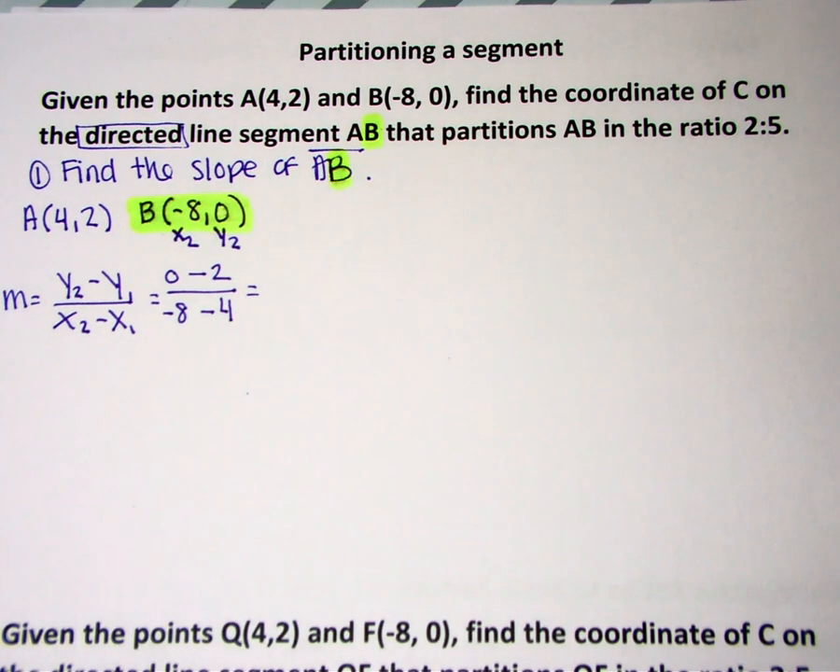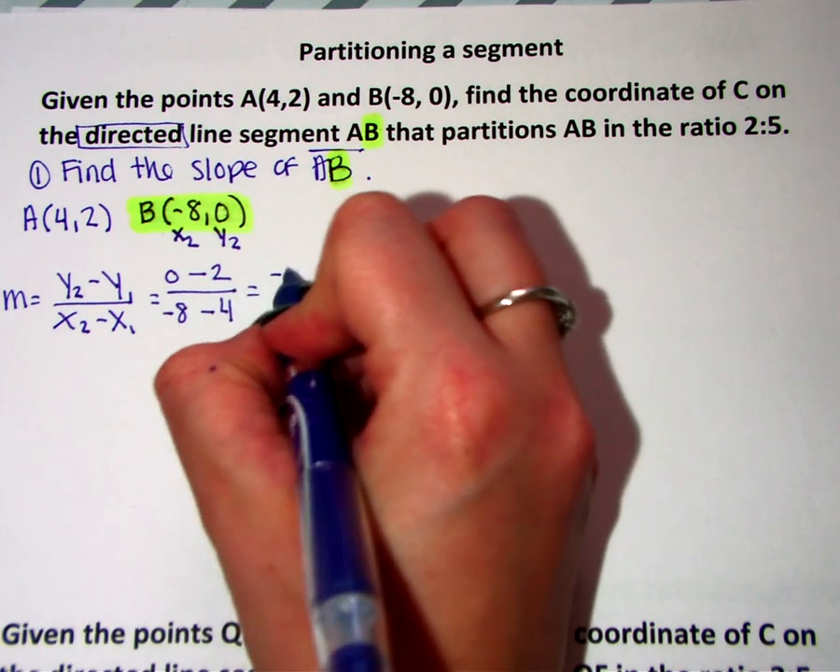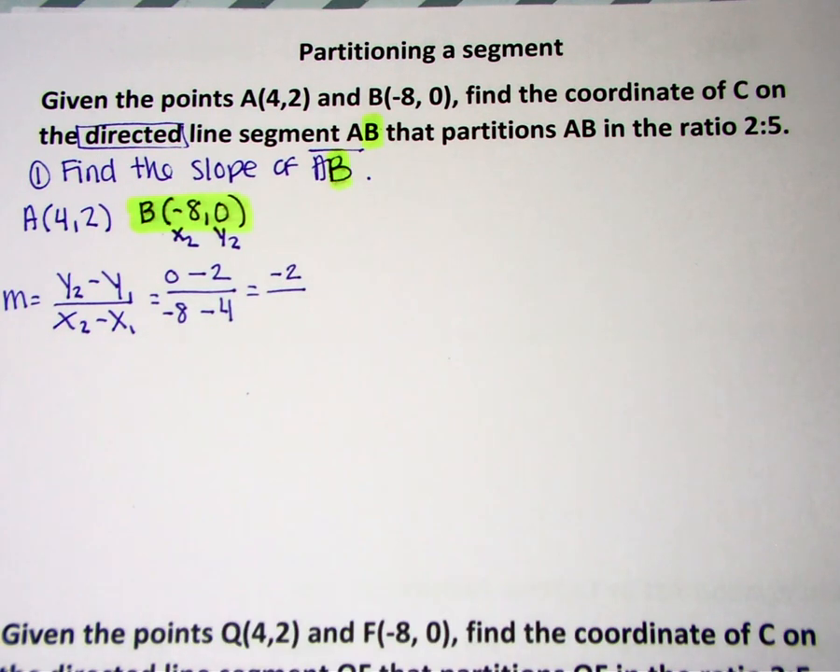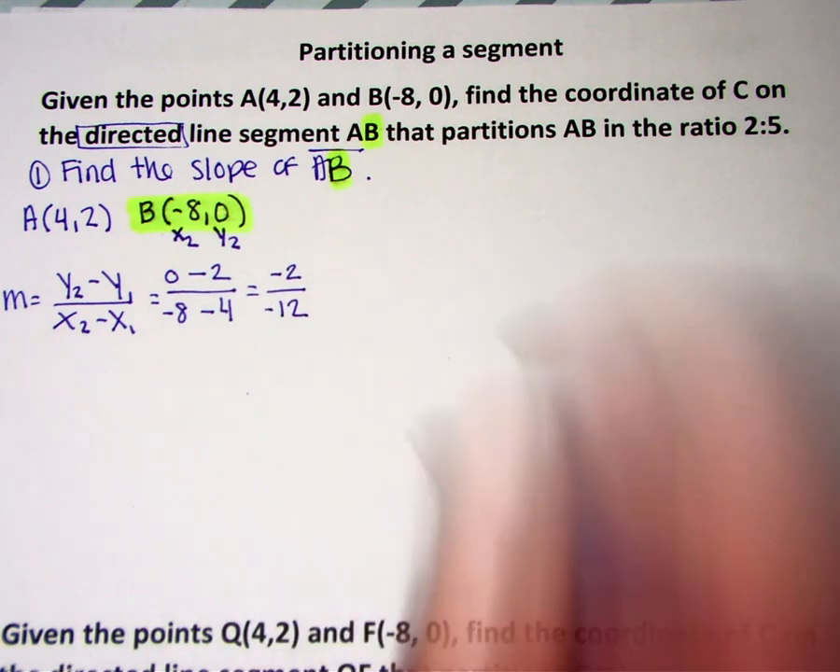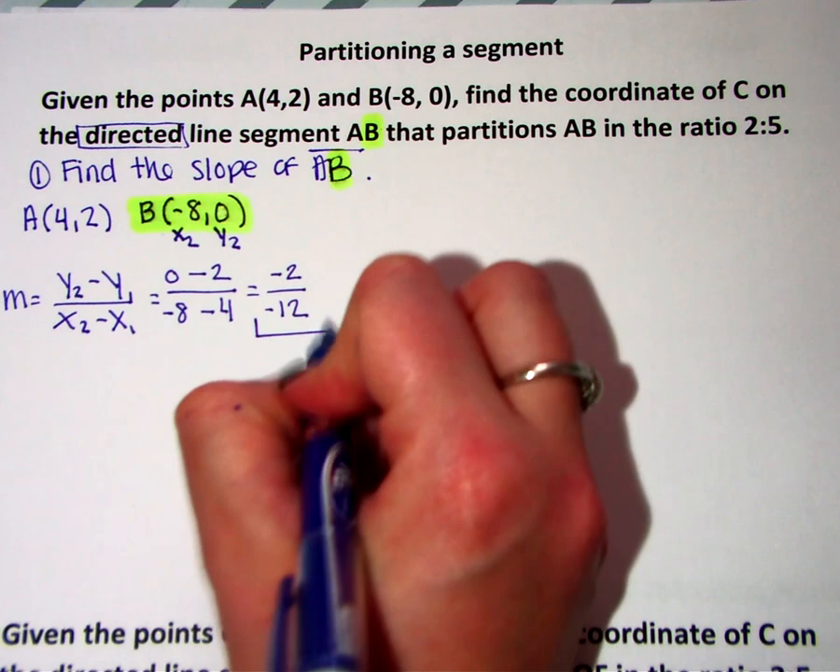If that was too fast for you, pause the video, maybe watch it again, or watch the slope tutorial video. So 0 minus 2 is -2. -8 minus 4 is -12. At this time, do not reduce.